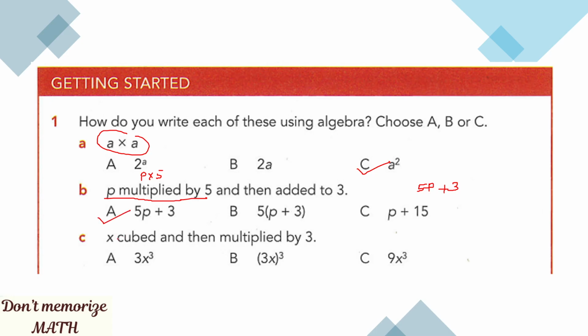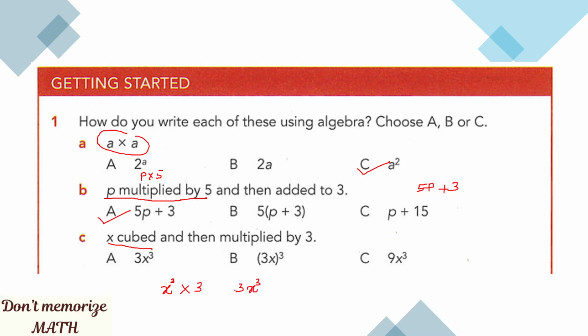The next question, x cubed and then multiplied by 3. So first we need to cube x. So we'll cube x and then multiplied by 3. So multiplied by 3 means multiplied by 3. So we'll get 3x cube.